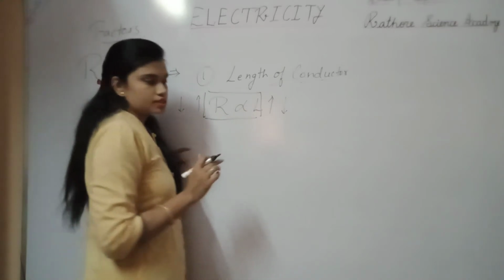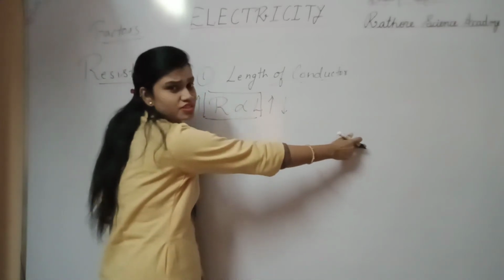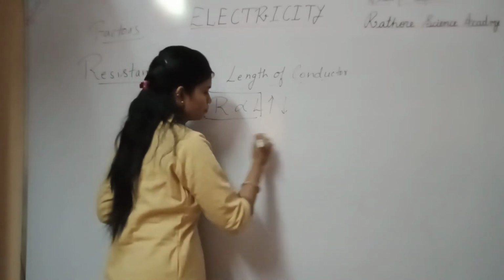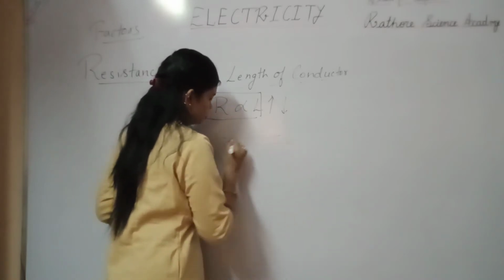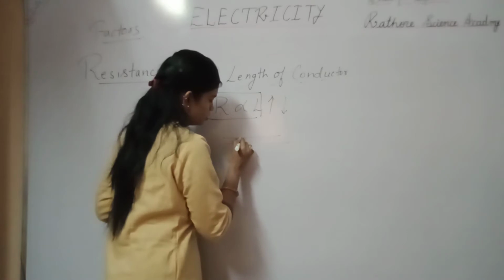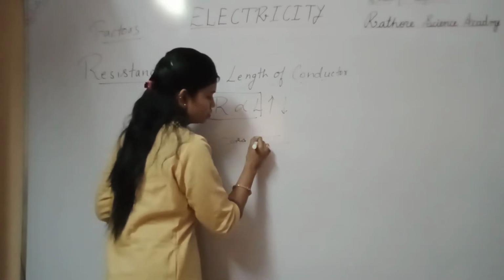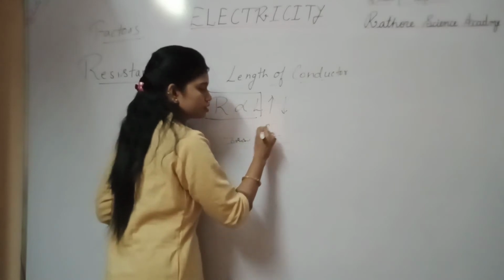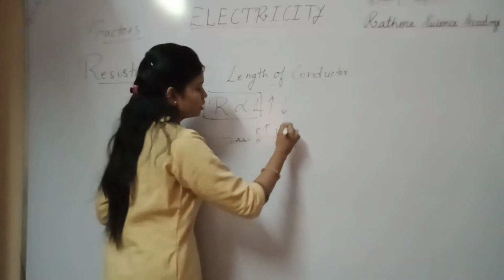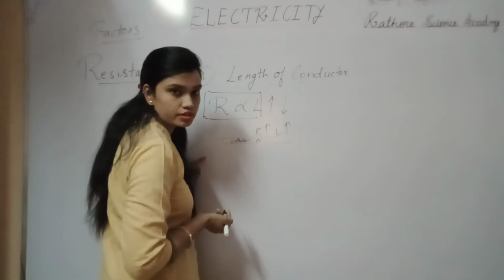Now, simply, if the wire is long, the electrons will collide with atoms more, right? And due to this, the resistance will also increase. Length of wire increases, then resistance will also increase.